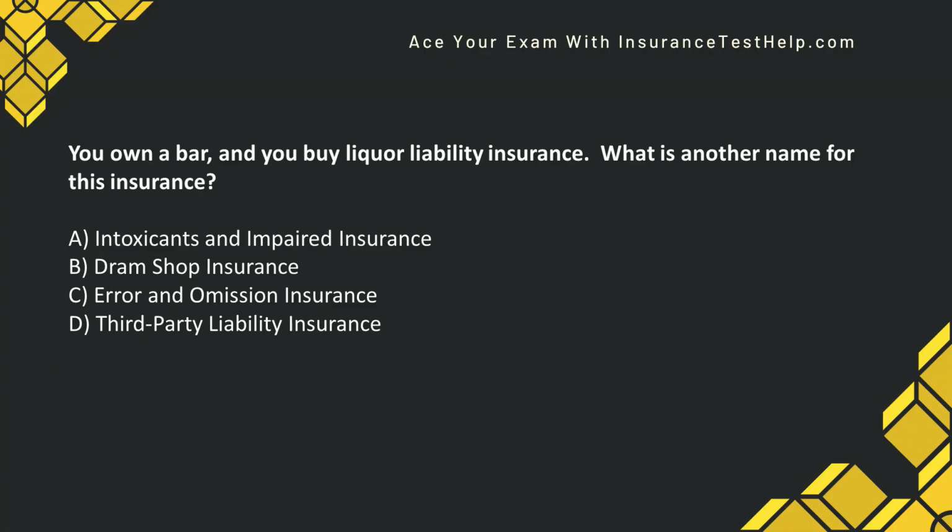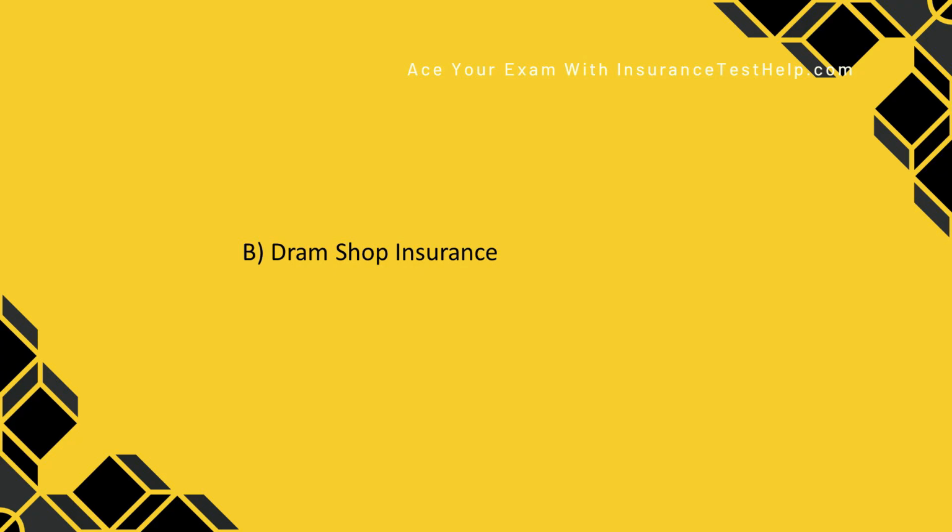You own a bar and you buy liquor liability insurance. What is another name for this insurance? A, intoxicants and impaired insurance. B, dram shop insurance. C, errors and omissions insurance. Or D, third-party liability insurance. So on this one, for your bar, it's dram shop insurance. That is what protects you from over-serving lawsuits.